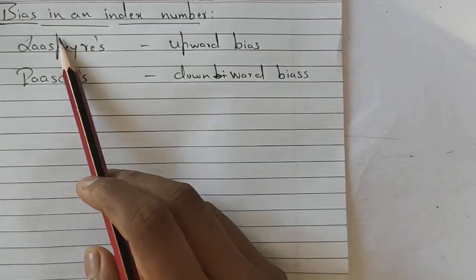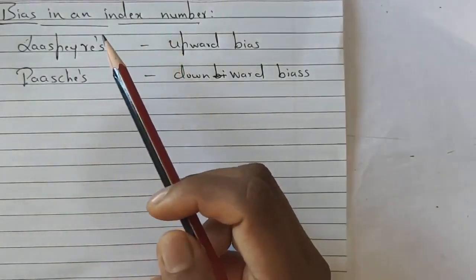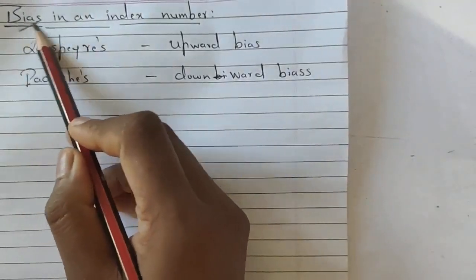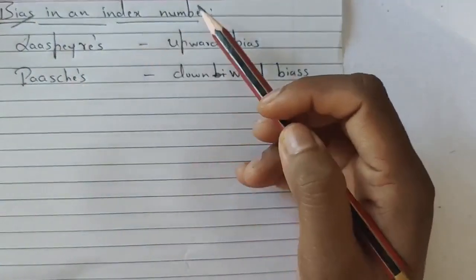Now the next concept is bias in an index number. It is bias in an index number. So what is the meaning of bias? Bias means it is giving importance to one.